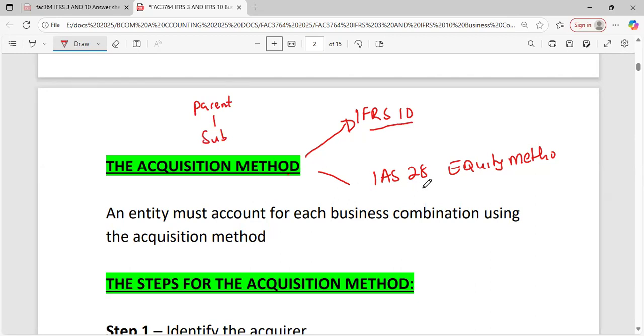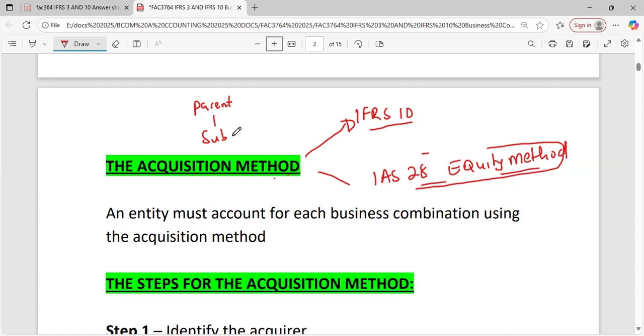When we do the equity method, we don't have a subsidiary. We only have a situation where you have significant influence, but we're going to do this as a topic. Let's just leave it for now. So let's focus on the acquisition method. But for now, we should know that we're going to deal with two methods of consolidation, which are the acquisition method and the equity method.